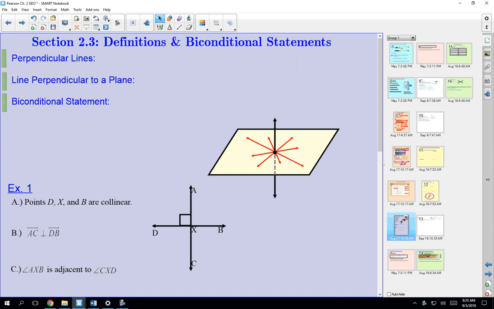A little more of an English lesson. Here we go. Perpendicular lines. So perpendicular lines are two lines that make a right angle. So you've worked with perpendicular lines before. Two lines that make a right angle.